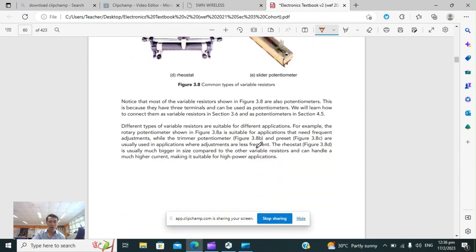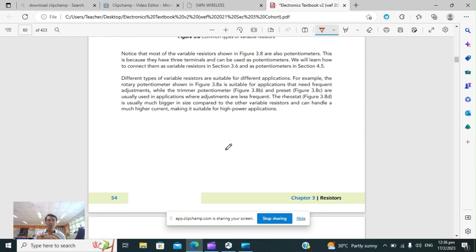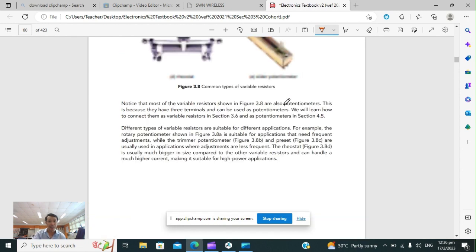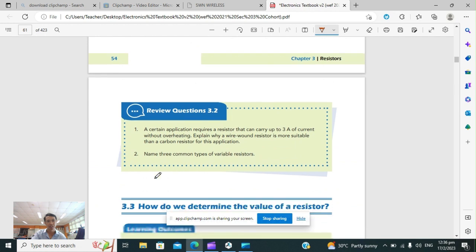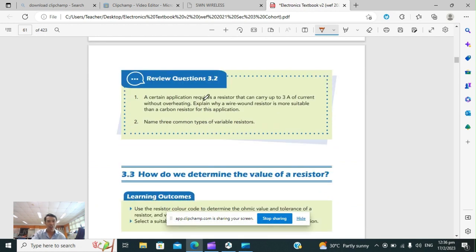Just know that variable resistors allow you to change the resistance depending on the situation, depending on your needs. If you look at the rheostat here, it's big. It's literally this big, right? Because of its size, it can handle much higher current, and therefore is also suitable for high power applications. Okay, so I have a certain application. Let's look at review question 3.2. I've got a certain application that requires a resistance carrying current of 3 amperes.